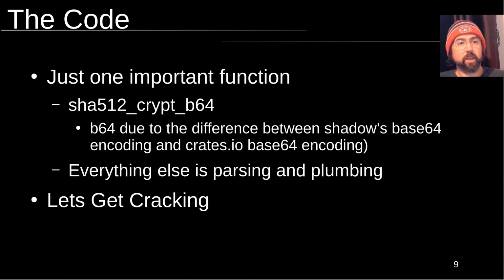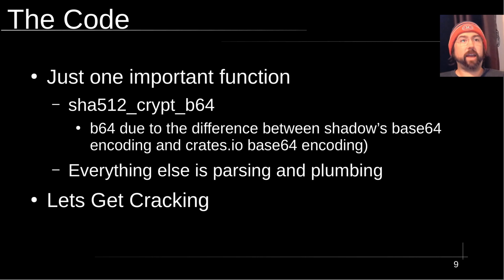There's one important thing that you need to know before we jump into the code. There's just one important function for the actual hashing, and that is the SHA512_crypt_B64 function. It's going to take a potential password, the salt, and the number of iterations to run, and it will give us a base64 encoded potential password that we can check against.